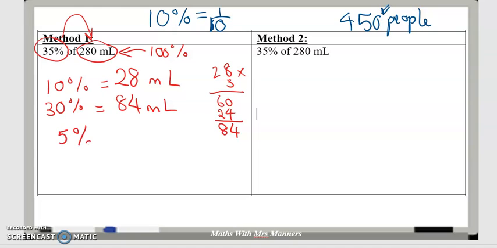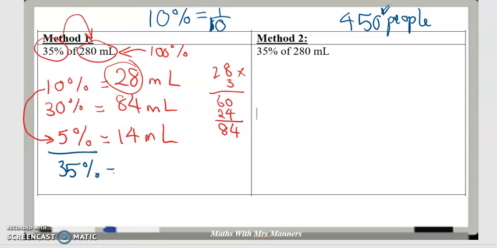So that means I also need 5%. Well, if 10% is 28 mils, then 5% is half of 28, which is 14 mils. So now I'm ready to work out my full 35%, which comes from adding the 84 mils and the 14 mils together, and that gives me 98 mils. So 35% of 280 mils is 98 mils. That's method one. Quite like it, worked quite nicely.